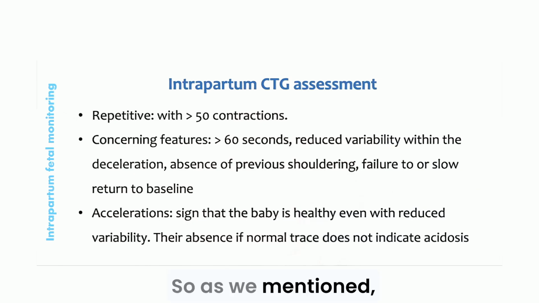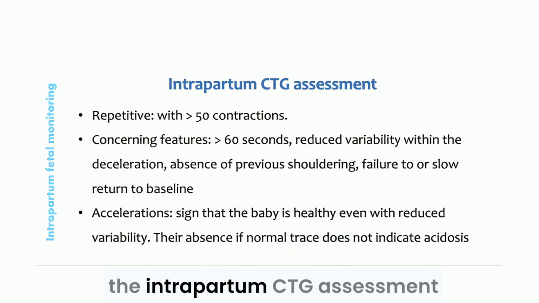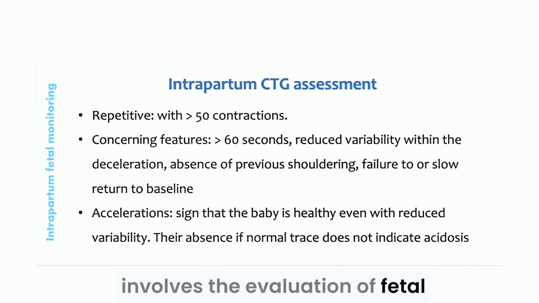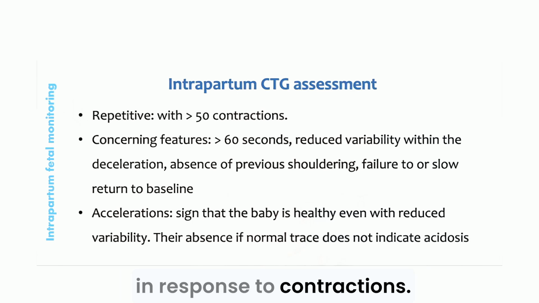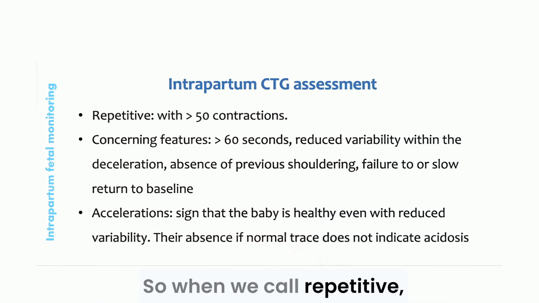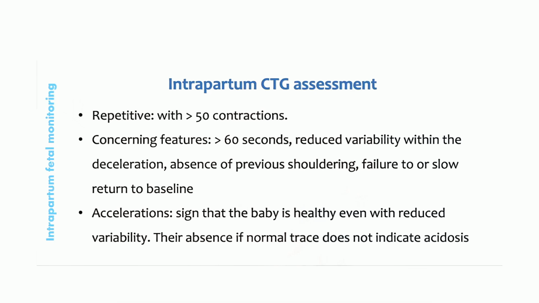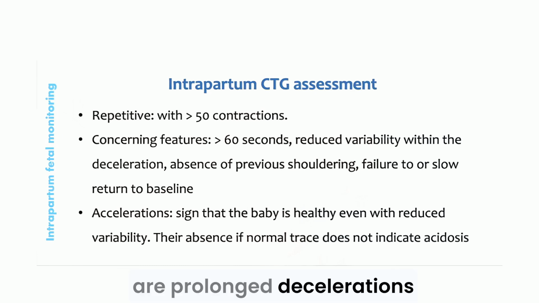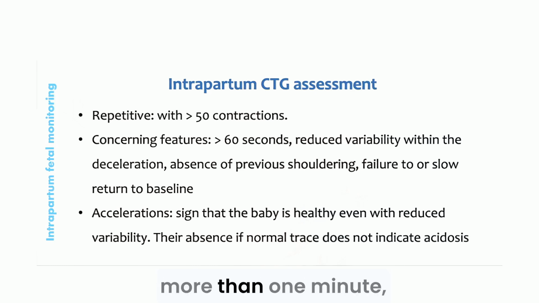So, as we mentioned, the intrapartum CTG assessment involves the evaluation of fetal heart rate patterns in response to contractions. So, repetitive decelerations occurring with more than 50% of the contractions are concerning. When we call repetitive, this means more than 50% of the contractions. The specific features of concern are prolonged decelerations of more than 1 minute. So if you see a variable deceleration that lasts more than 1 minute, that's a concerning feature.